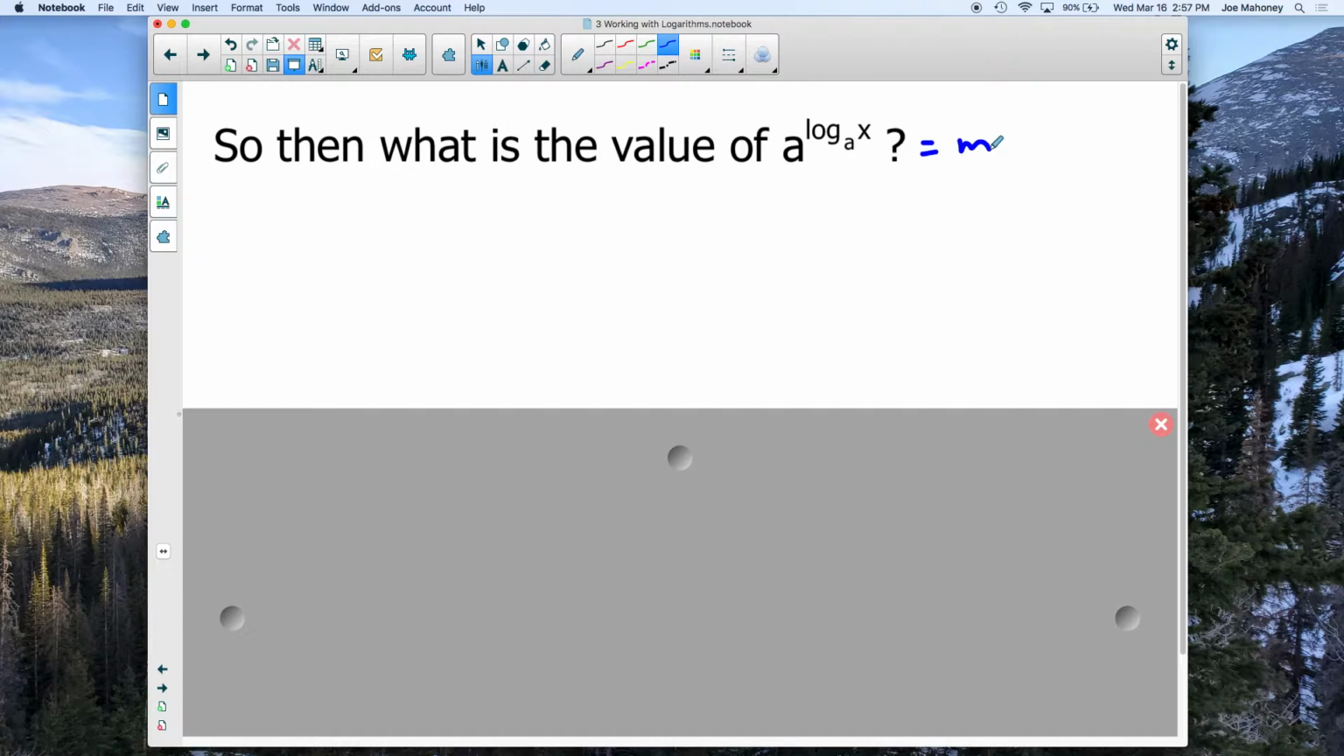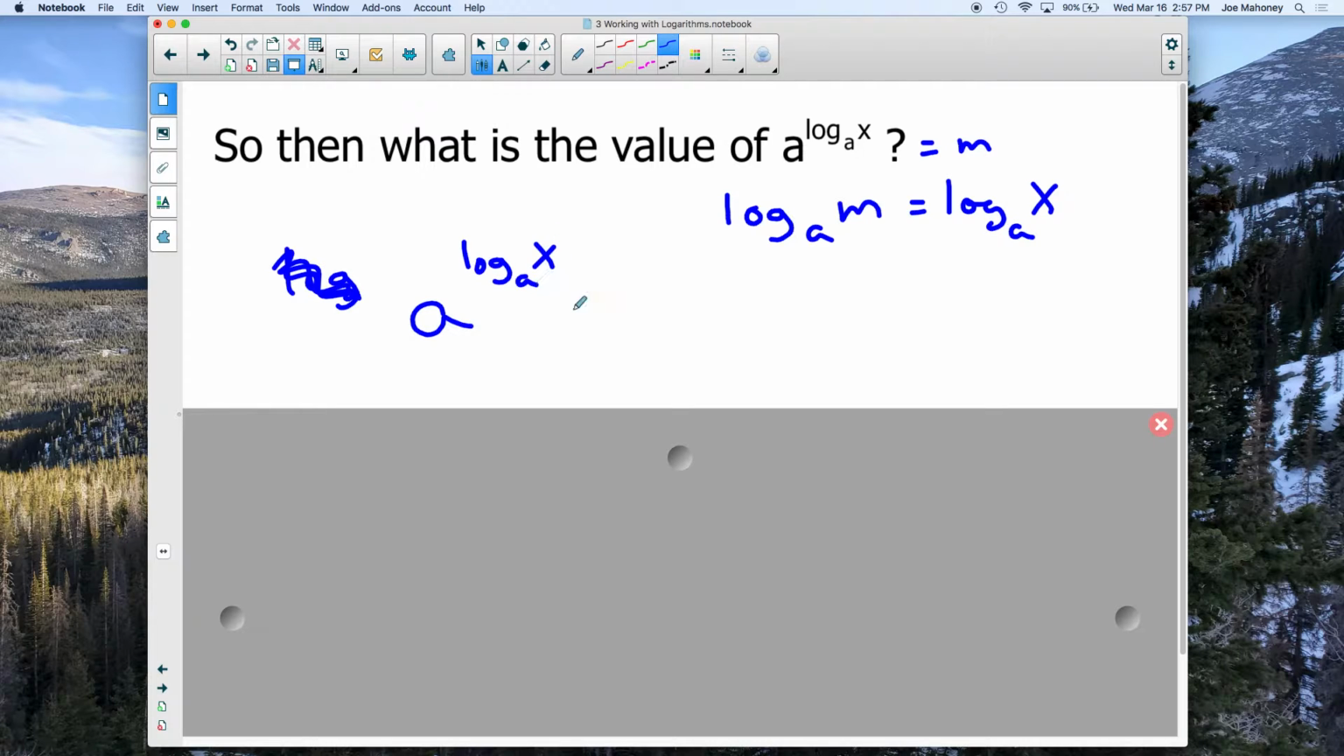All right, so now if I rewrite this exponential in logarithmic form, I'm going to get the log of m in base a is equal to my exponent, the log of x in base a. Wait a minute, the bases are the same, so their values are the same. So what does all this equal? It means that a to the log of x in base a is just equal to x. Pretty neat.